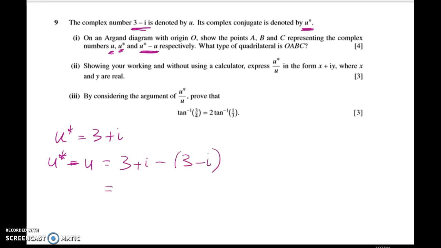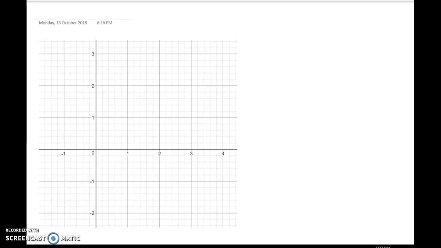So working that through, we end up with 2i. So we now have to go and draw a decent diagram, and it's going to make life much easier as usual if we do a good one. So for once, I'm going to do a proper diagram with some straight lines.